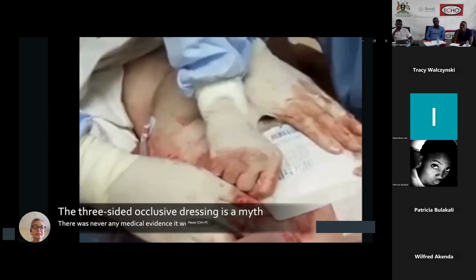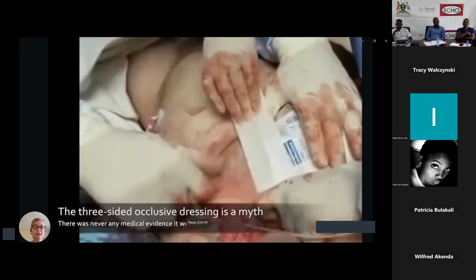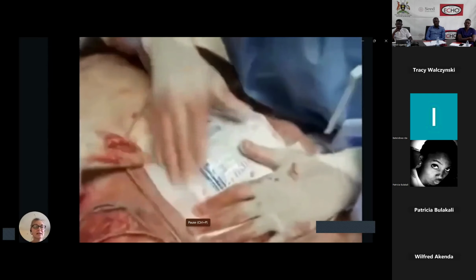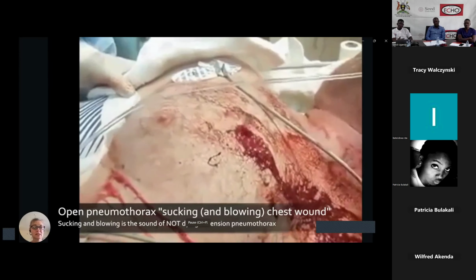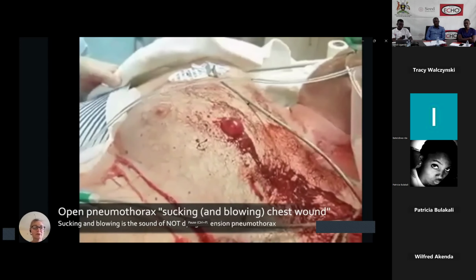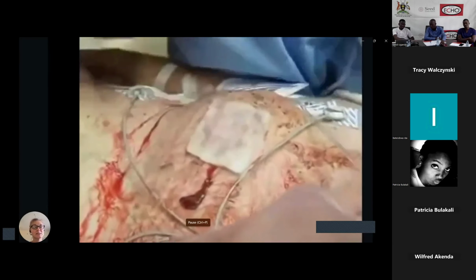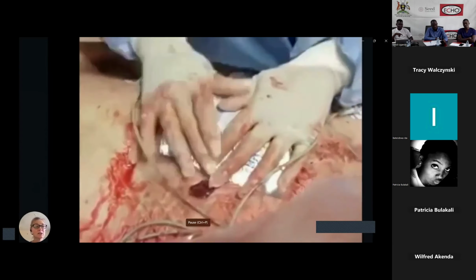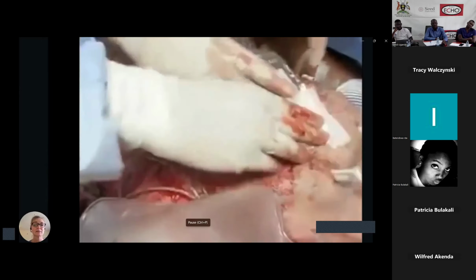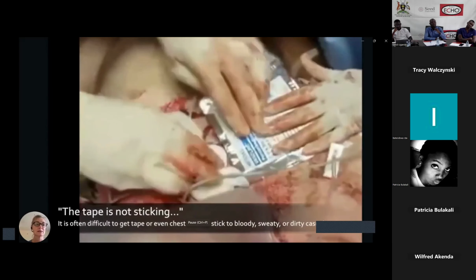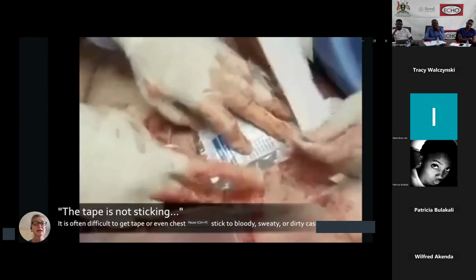So this video is taken from the military setting, and a lot of the evidence around trauma care does come from the military setting. The most current recommendations have moved away from the three-sided dressing, because there is no evidence base to say that it is superior in any way to putting a complete dressing over them. So in the military setting, they are currently using fully occlusive materials to cover over the chest wound.